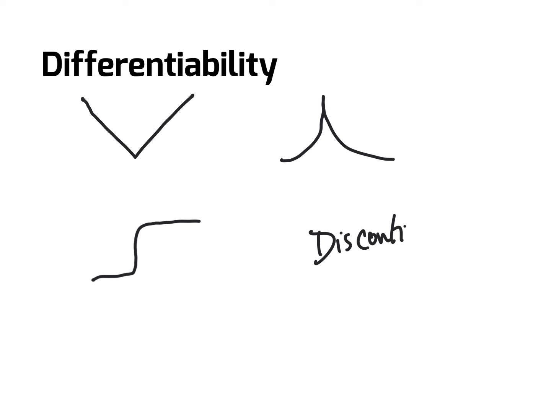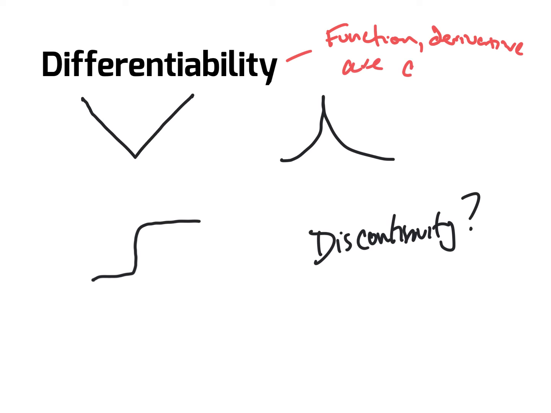Now, to be differentiable, there are pictures that people normally think about. So let me again draw. These are things that make a function not differentiable: a corner, a cusp, a vertical tangent, or any of the discontinuities. Now, what differentiability really means is that the function and the derivative of the function are continuous.